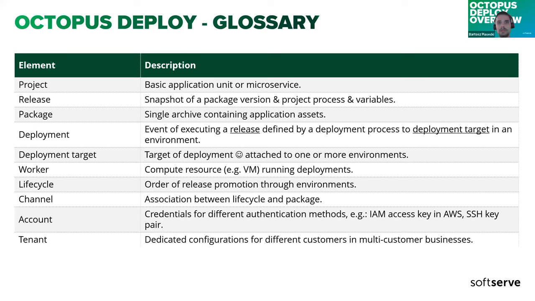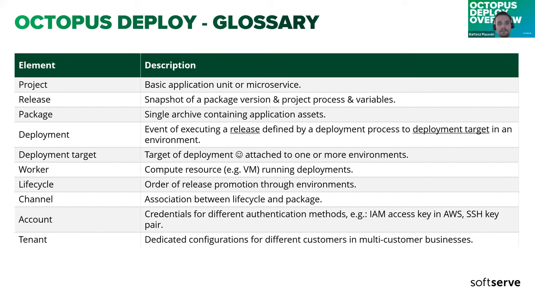We also have workers, and this is a compute resource, for example an EC2 instance in AWS. Workers are used to run deployments that are not scoped to deployment targets. So let's imagine you want to run a script, like a PowerShell script or Bash script. You don't want to run the same script on each deployment target because you want to fetch some data from an external site. You can run this kind of script on a worker, and we will see workers in use in the demo session.